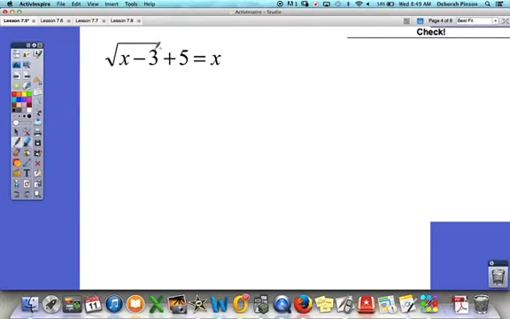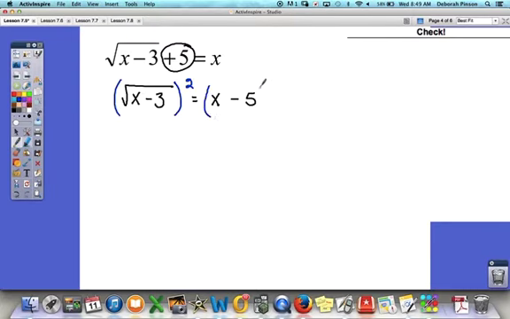All right, so I'm going to get my square root by itself, so I'm going to subtract the 5. So I have square root of x minus 3 equals x minus 5 when I bring it to the other side of the equal sign. And then I'm going to do the same thing I did a minute ago. I'm going to square this to get rid of my square root and balance over here.